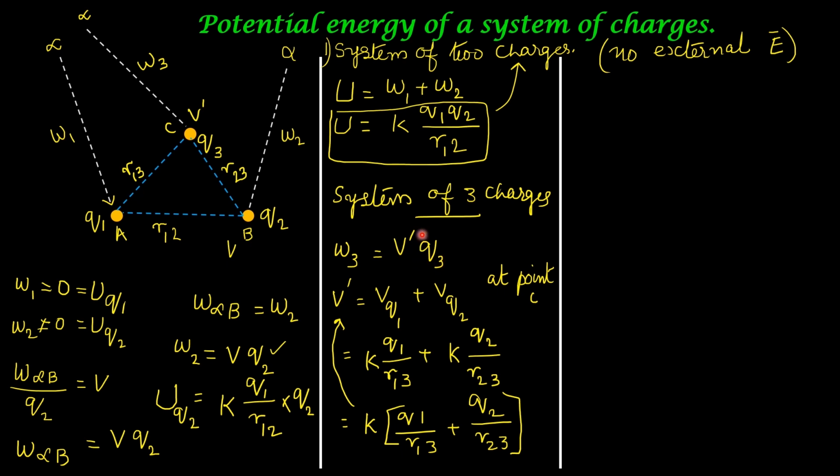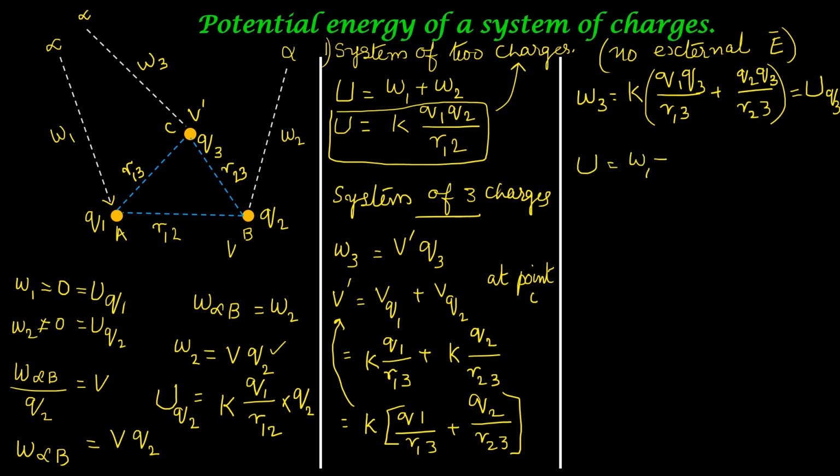V dash multiplied by Q3 is equal to W3. So W3 is equal to K Q1 by R13 plus Q2 by R23 multiplied by Q3. So this will become W3 is equal to K Q1 Q3 upon R13 plus Q2 Q3 upon R23. This is the potential energy of Q3 at point C. Total potential energy for the three charges will be equal to W1 plus W2 plus W3. W1 is always equal to 0.